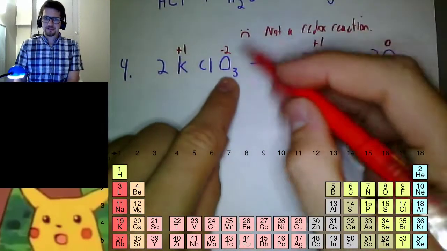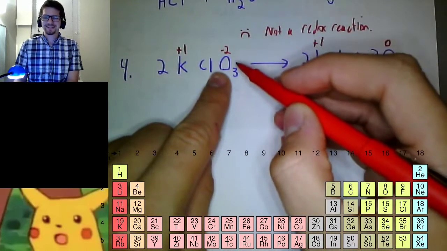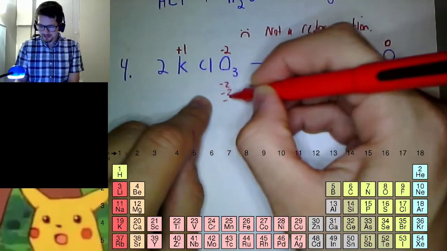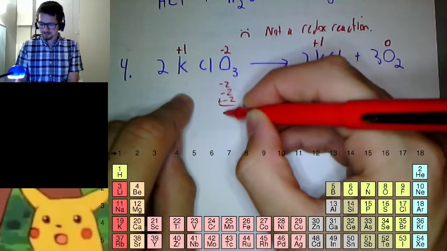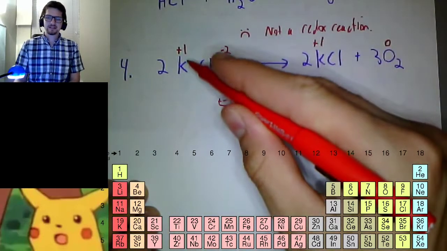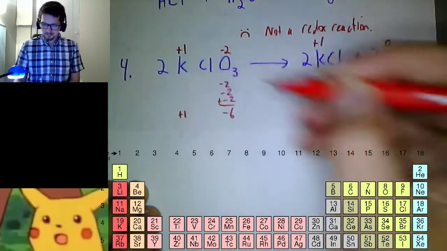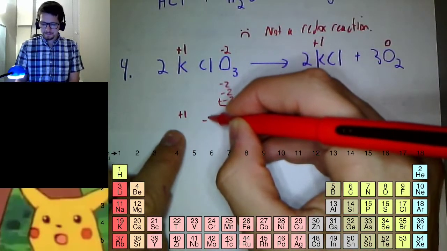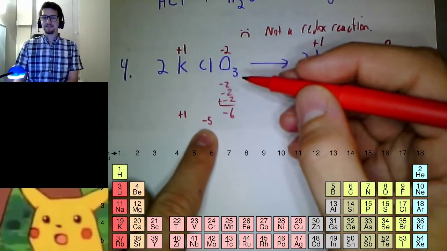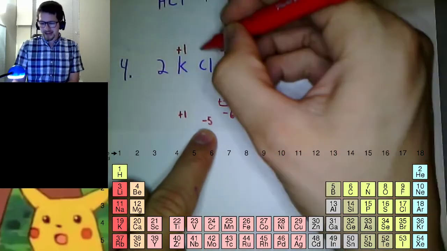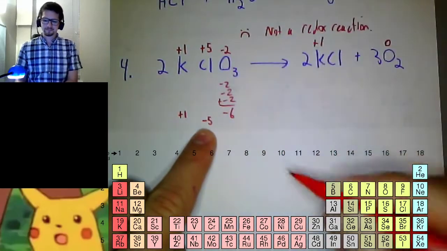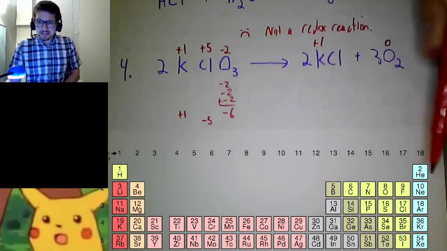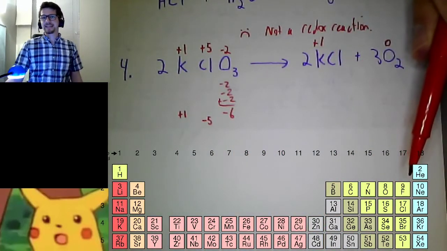So these 3 O's are each negative 2. So that's negative 2, negative 2, negative 2. That gives me negative 6. This K gives me plus 1. So these together give me negative 5. How do I balance out a negative 5 to get 0? It would have to be plus 5. So my charge on my Cl is plus 5, even though it's negative 1 on the periodic table.